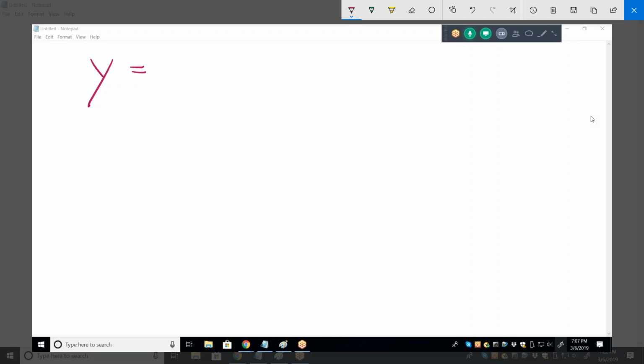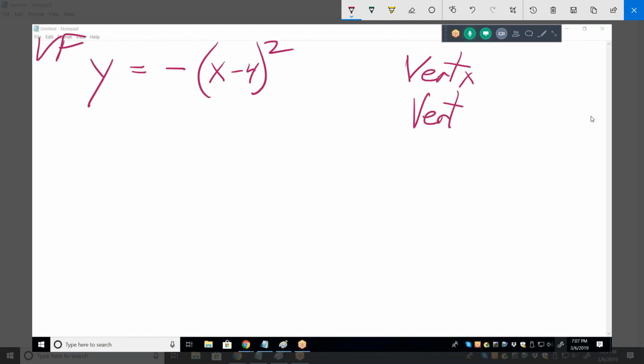Y equals negative parentheses x minus 4 parentheses squared. That's it? Yep. Okay. That's what kind of format? Standard? No, that's vertex. Okay, good. Vertex format. So tell me where the vertex is. Tell me the x coordinate of the vertex and tell me the y coordinate of the vertex.